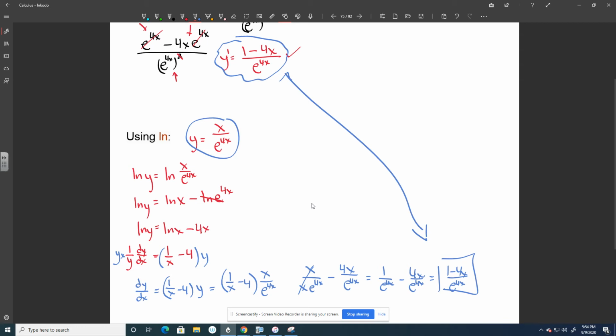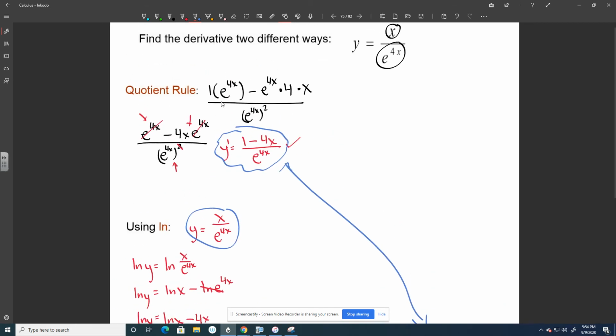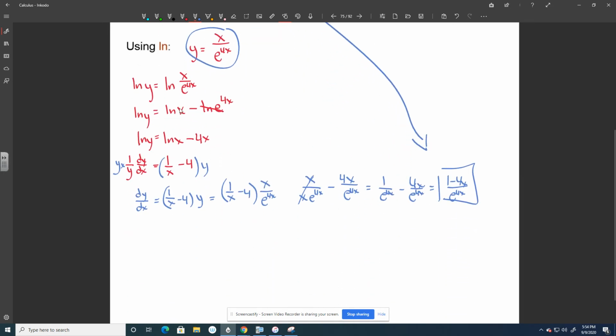Either way works. Sometimes the quotient rule, which is usually the ugliest one, actually went pretty quick. But you could have also used the natural log rules and done your derivative that way, okay?